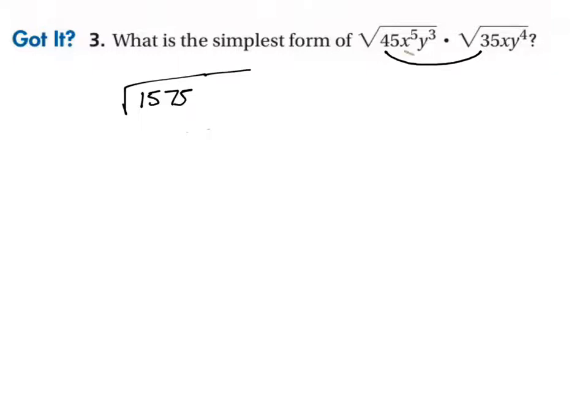Then we move on, we've got the x to the fifth and the x to the first. So that's x to the sixth. And then y to the third, y to the fourth. That gives us y to the seventh. And keep in mind we're square rooting this, so our index is 2.